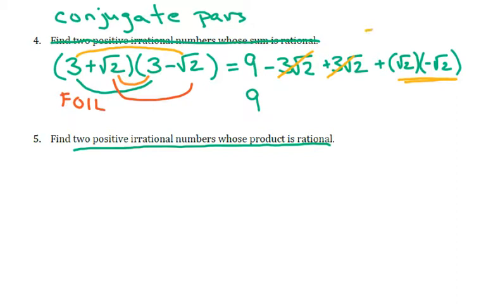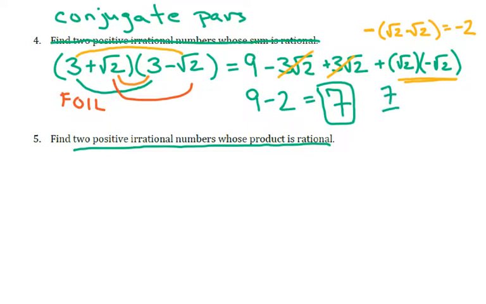So I have 9, and I need to figure out what happens here. Well, it turns out you can bring that minus sign outside the parentheses, and then we're looking at the square root of 2 times the square root of 2, which by definition is 2. So this equals negative 2. So my final answer is 7. Is that a rational number? Yes, because it can be written as 7 over 1.